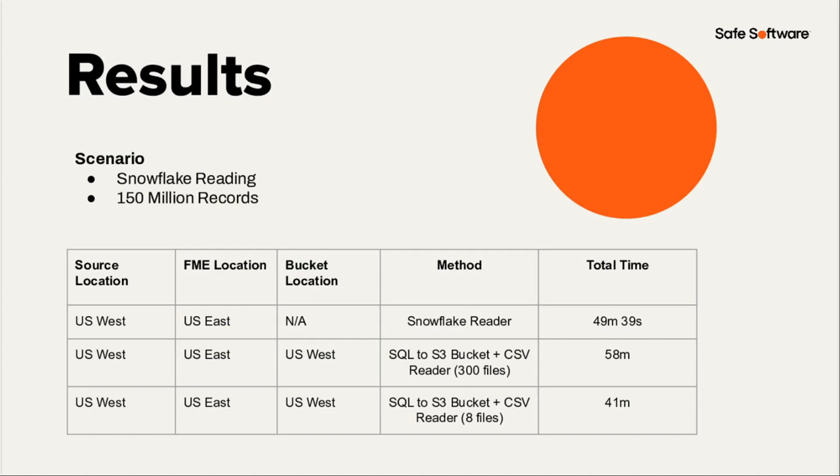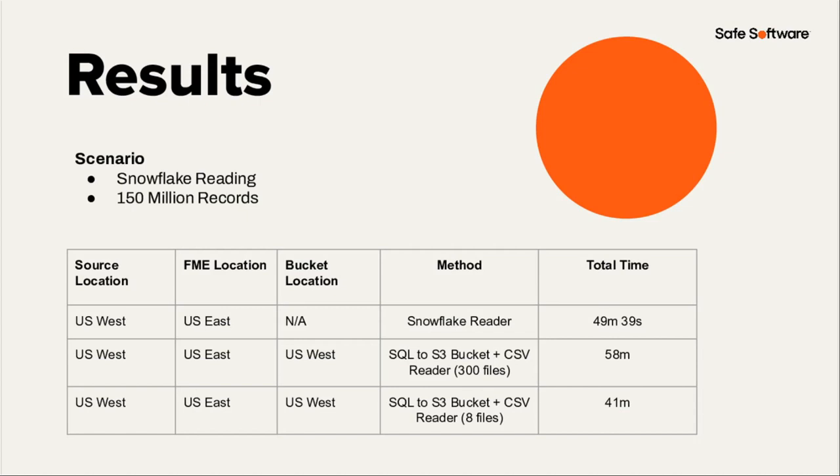Now, when I used the workflow I just mentioned, exporting that Snowflake table to CSV files hosted on an S3 bucket, I got 58 minutes with 300 files. Within that export, you can limit how large you want each CSV file to be. The default, which I think is 16 megs per CSV file, would create 300 CSVs.